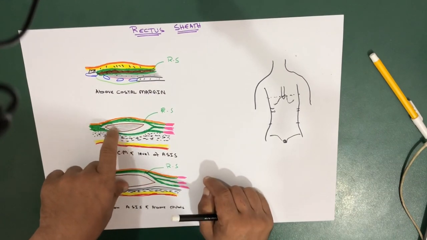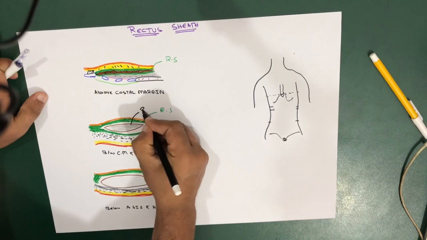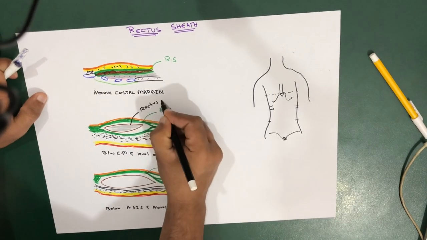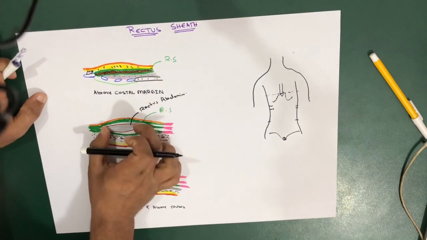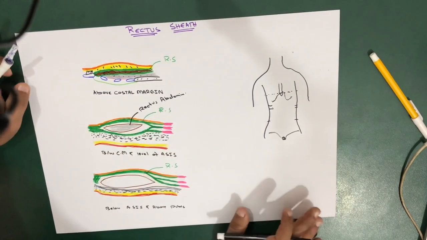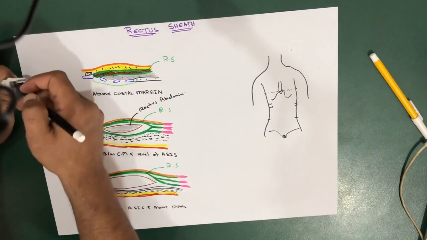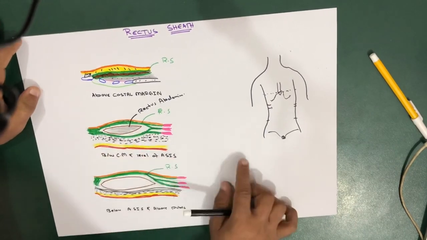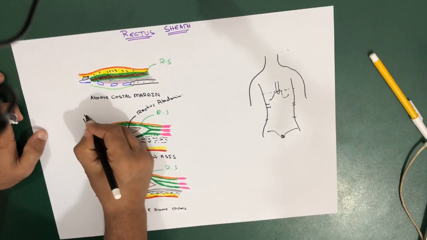the muscle within this rectus sheath is actually your rectus abdominis muscle. So this is not attached; this is between the rectus sheath in this region. This is the rectus abdominis muscle. This point over here is your linea alba.